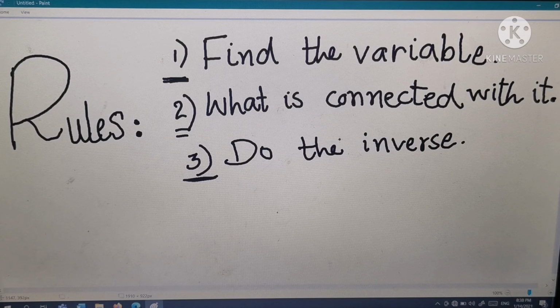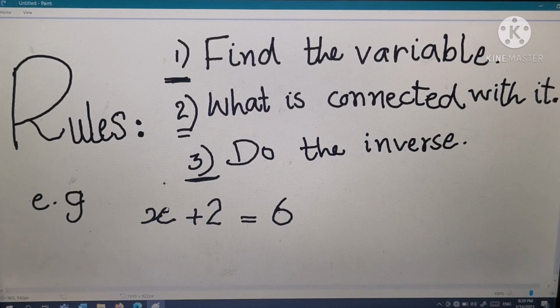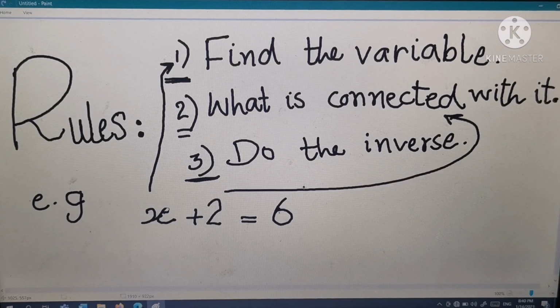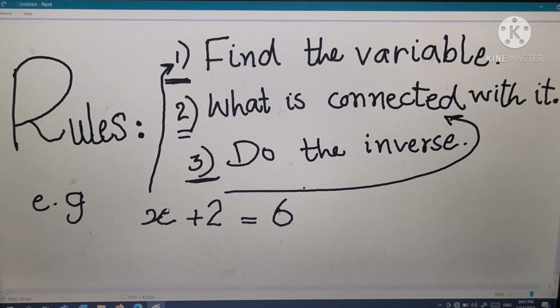Inverse means opposite. For example, the equation is x plus 2 is equal to 6. In this equation, x is the variable and 2 is connected with that variable. The third rule of solving the equation or simplification of the equation is do the inverse. These three rules will help us to solve an equation.